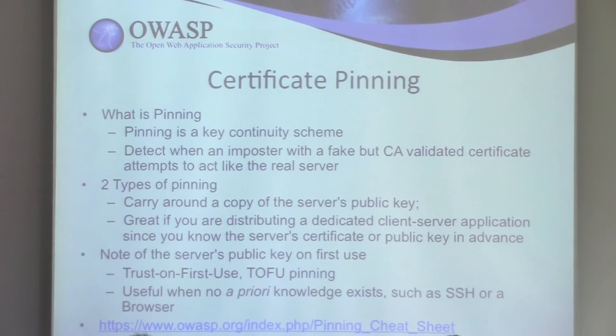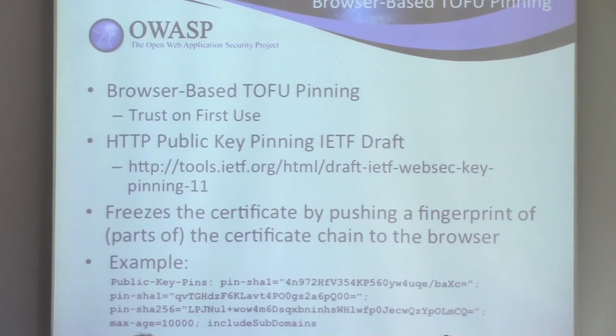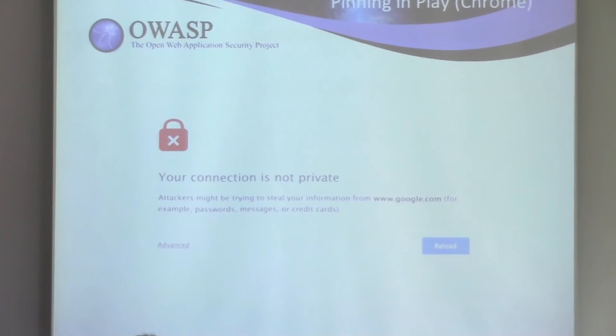We mentioned certificate pinning already, and we have even experimental IETF headers that Chrome and Firefox support to pin through the browser. And finally, browser error messages: when pinning is detected to be in play and the certificate's invalid, they say this, and they alert Chrome that this is happening and which authority did it. "Your connection's not private. Attackers might be trying to steal your information from Google, for example, passwords, messages, or credit cards." So that's a really reasonable browser message.